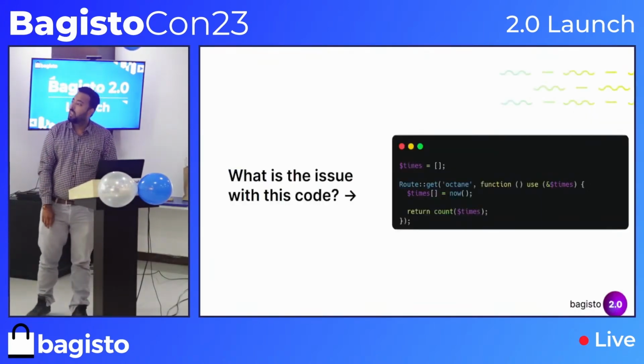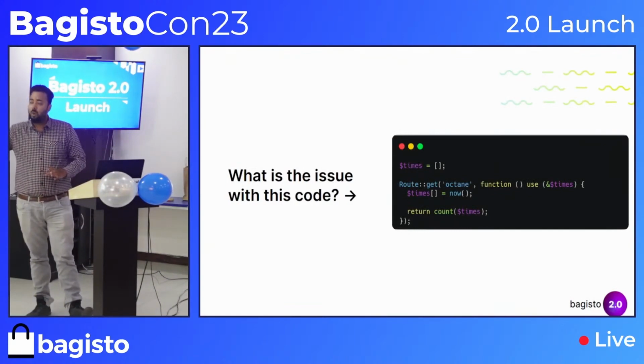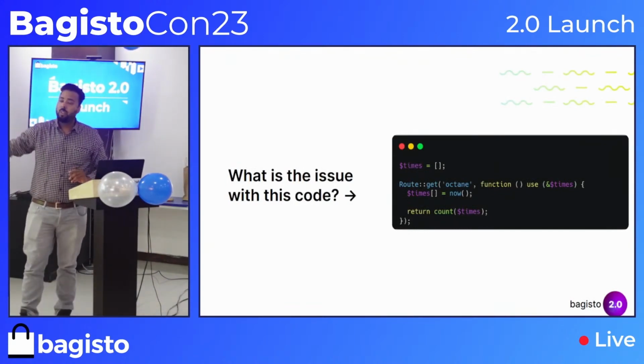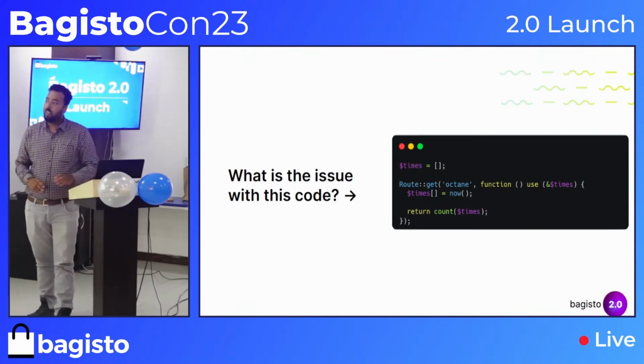So here is the thing. This is not written in the Bagisto code, but this is what the issue is with this code. If you see this, it is just a typical code, just an example.